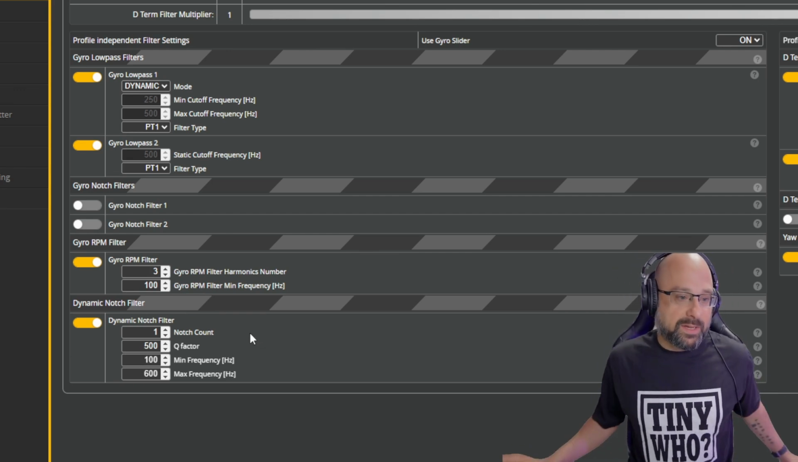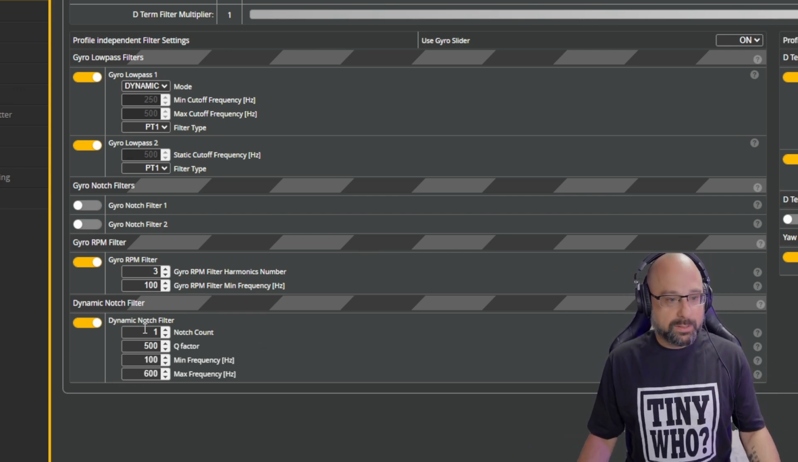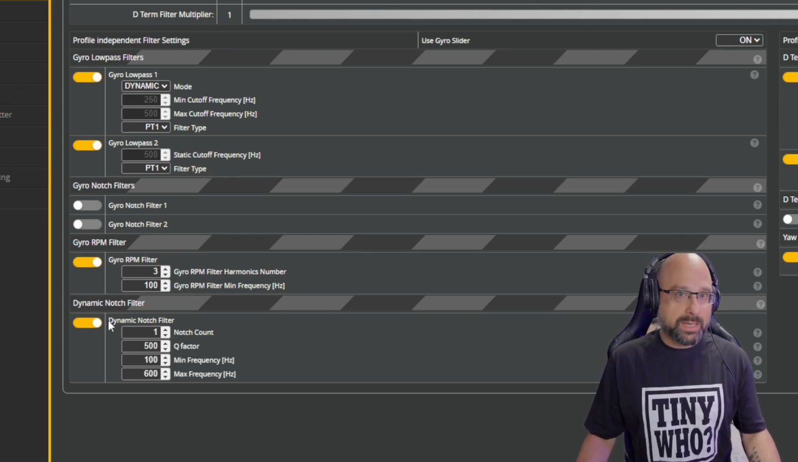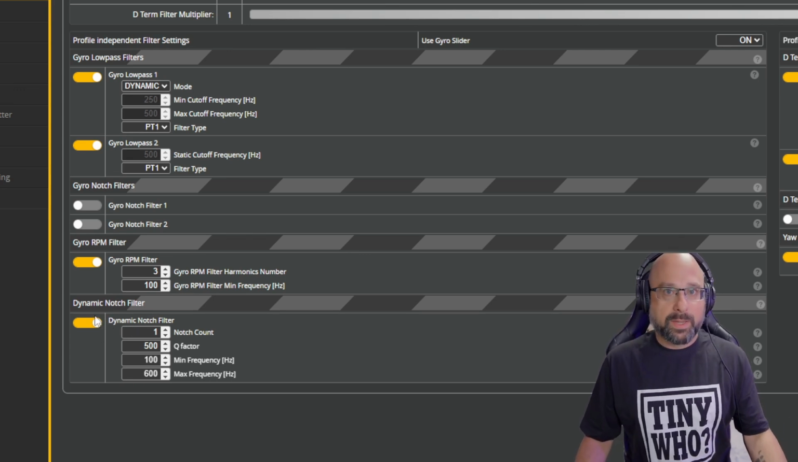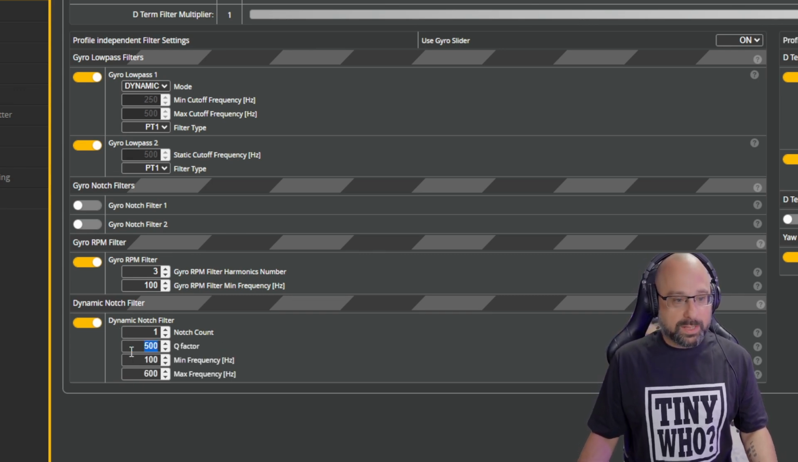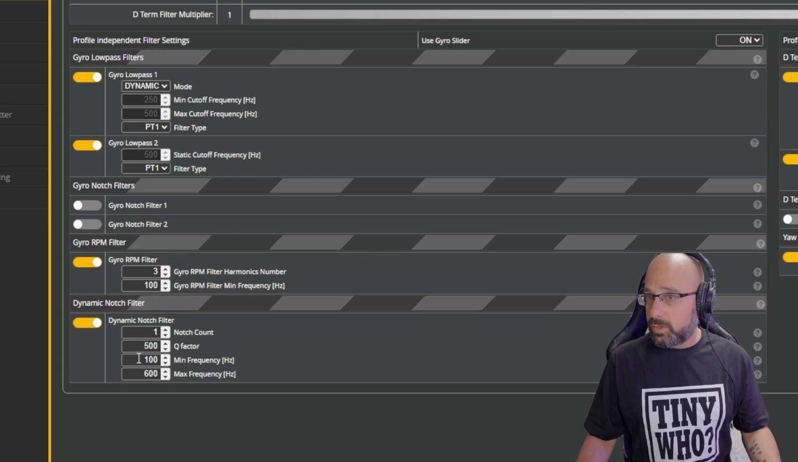It's still nice to have the dynamic notch enabled, because you might have frame resonance and you don't know where it is, and this will just automatically pick it up and get rid of it. But I think maybe the thinking is that you're just reducing that latency a little bit. How much are you reducing the latency though?